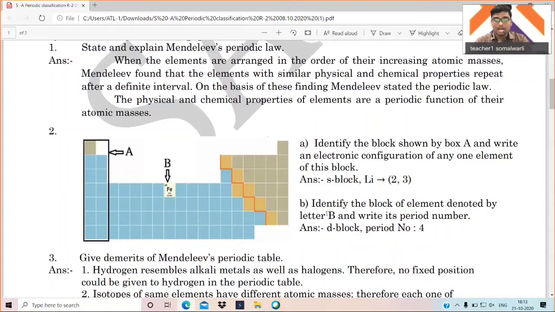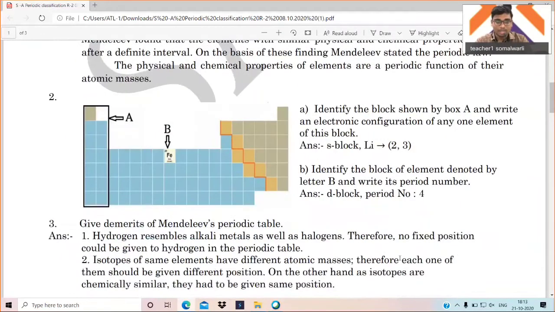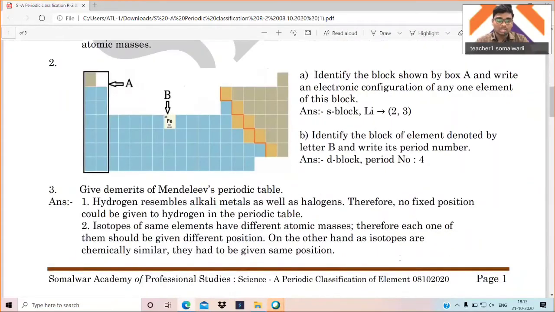Now identify the block. Which block is it? A D block. And the period number is 1, 2, 3, and this is the fourth period. It was a very easy question, but an important one. Always remember. Now, quickly move to the next question, which is the demerits of Mendeleev's periodic table.